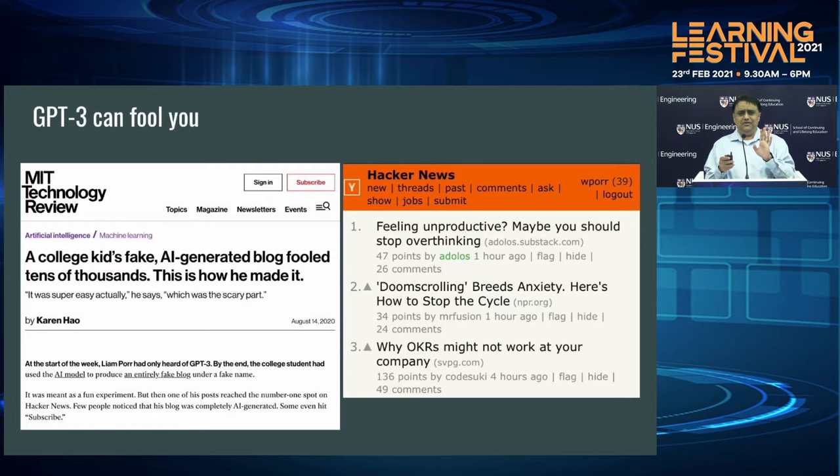So that was good stuff. But actually, there's a dark side. GPT-3 can fool you. When GPT-3 was released and OpenAI made the API available, people started to use it. And this college kid decided to write a blog using GPT-3 and see if he could fool the world.